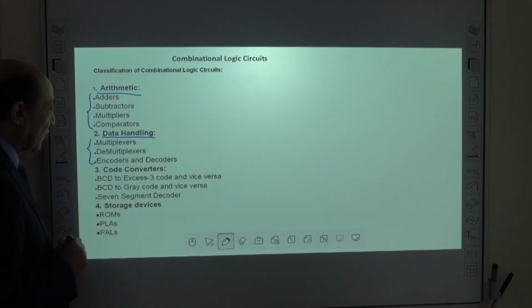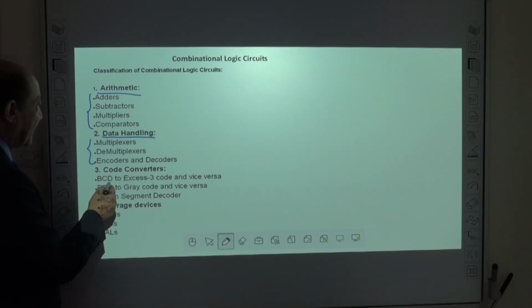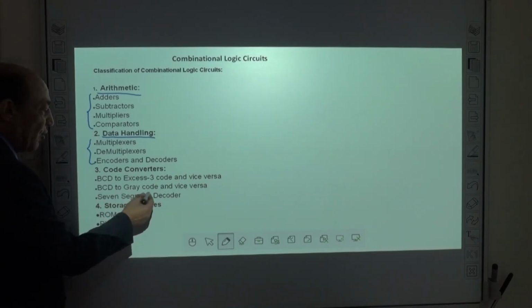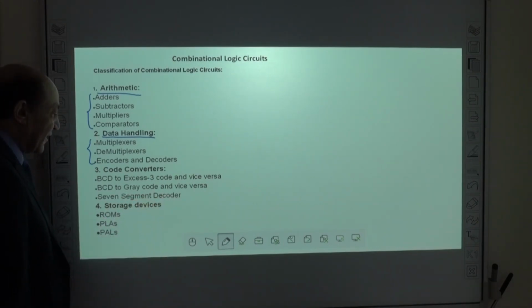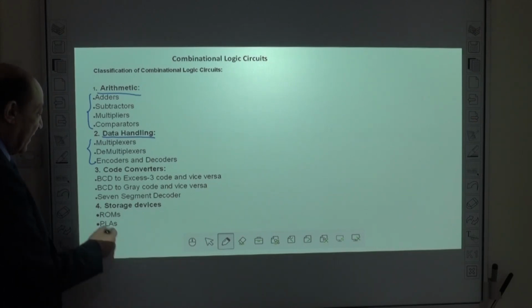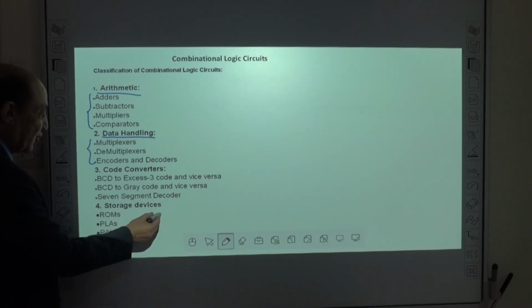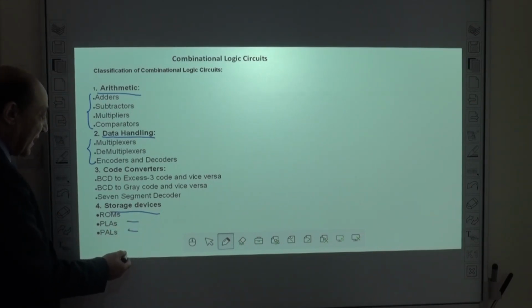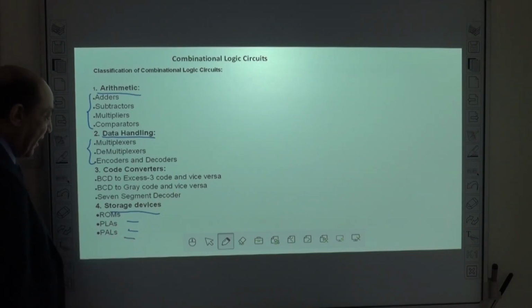The third type is code converters: BCD to XS3 code conversion circuit, and vice versa, BCD to Gray code, and vice versa, and the 7-segment decoder. And the last group is storage devices such as ROMs, PLAs, and PALs. These are known as programmable logic devices.